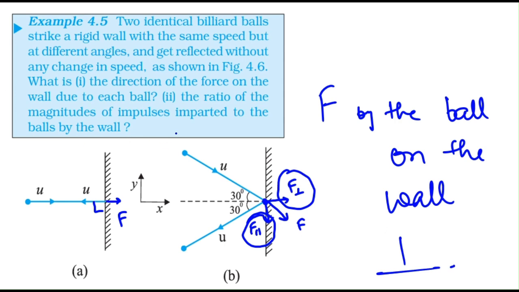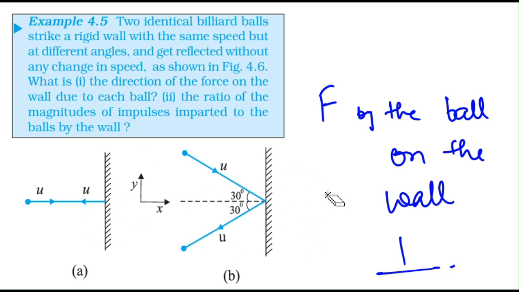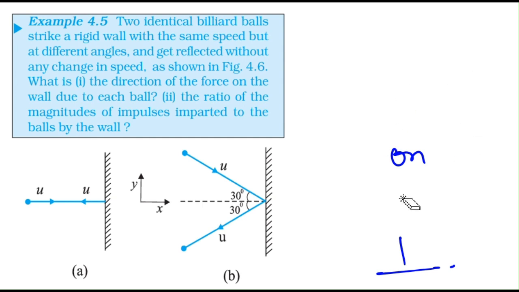The second question is the ratio of the magnitudes of impulses. Impulse is nothing but change in momentum. Here, a huge force is acting within a very short interval of time, so we are taking the concept of impulse. So we have to find the ratio of the magnitudes of this momentum change.